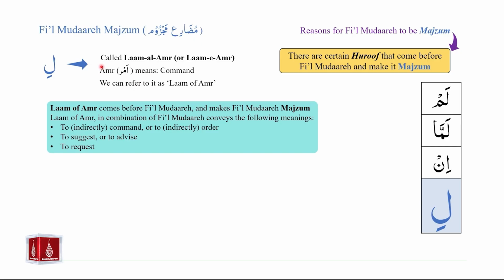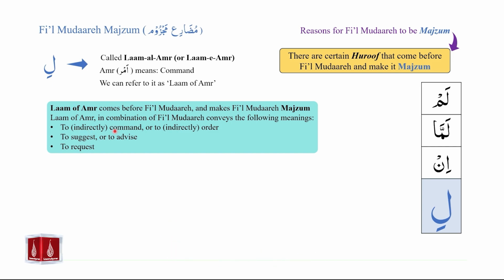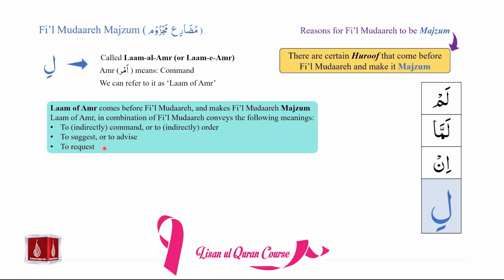So this particular Lam is called Lam of Amr or Lam-e-Amr. The literal meaning of Amr is command. Lam of Amr can be used to indirectly command, indirectly order, it can be used to make a suggestion to someone or to advise, and it can also be used to request.